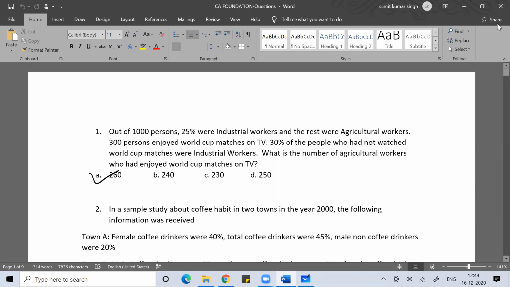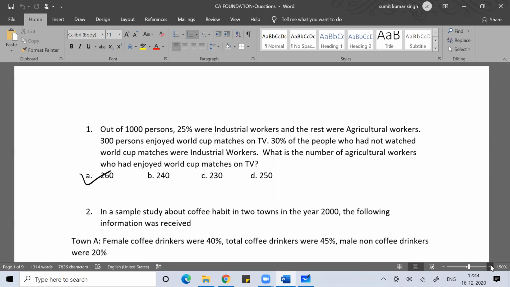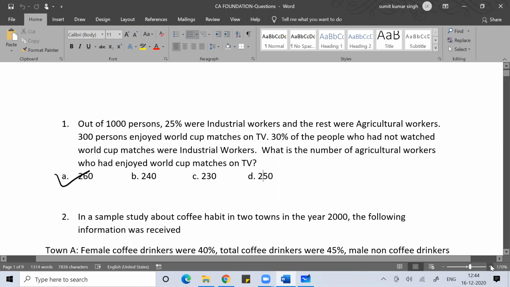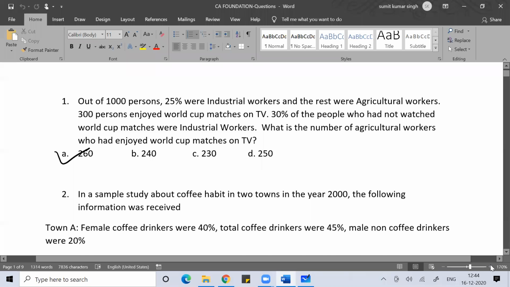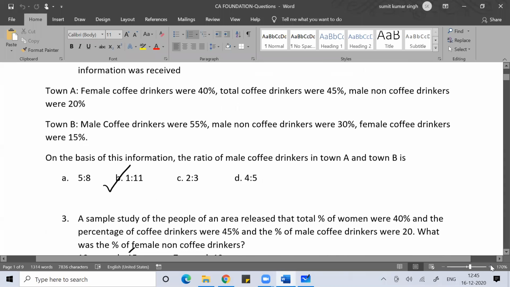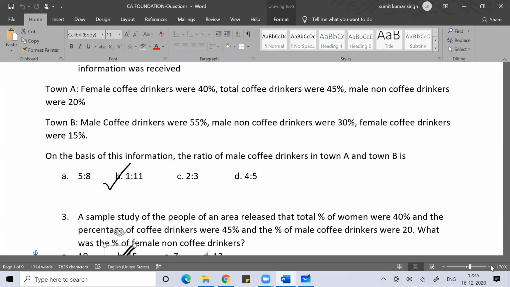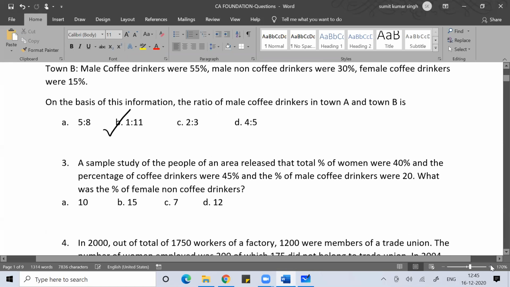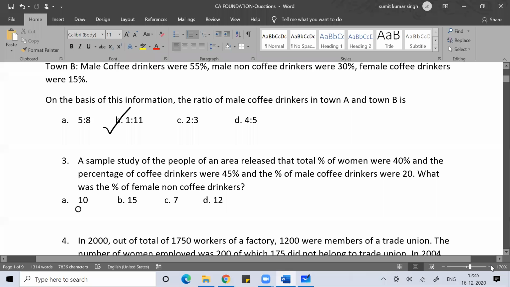I believe this question number one we did. I think everyone understood this. Nobody has any doubt with question number one. We did this question number one. Before I do question number two, I want to discuss question number three with you all. See this question number three.